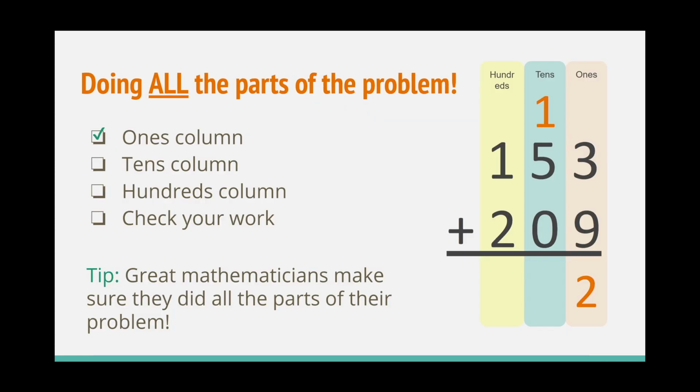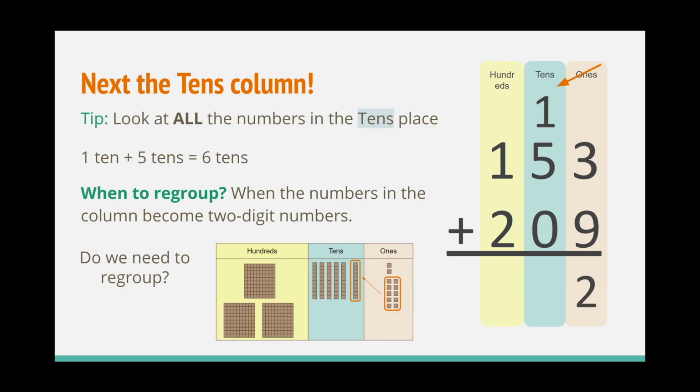When we're doing addition, there's a lot of parts, and we need to make sure we do all the parts of the problem. So we did the ones column. Now we're on to the tens column. Great mathematicians make sure they did all the parts of their problem. Tip: look at all the numbers in the tens place. That's this green tens place. So we have 1 ten plus 5 tens, which equals 6 tens.